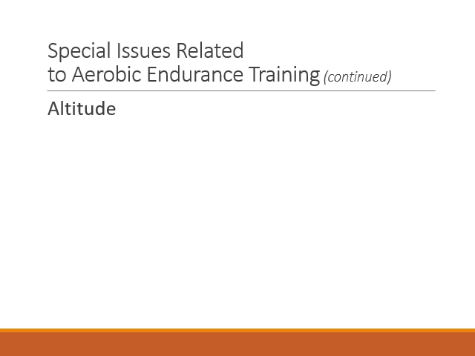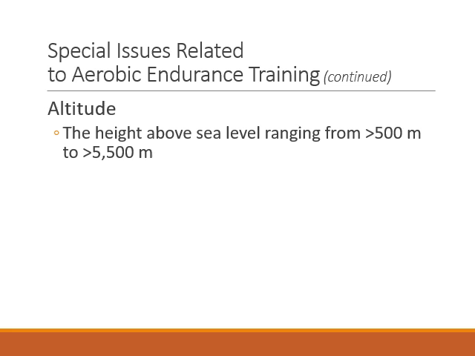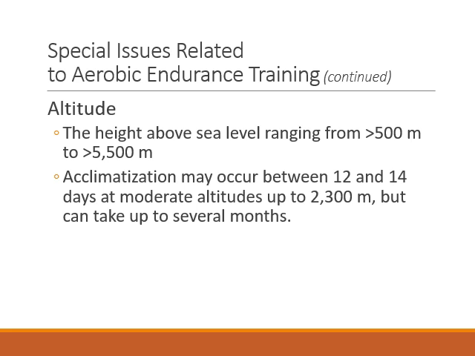Another important thing to note is altitude, and the reason why is that the barometric pressure and everything will change, and it will change the oxygen concentration. The height above sea level ranges from greater than 500 to greater than 5,500 meters, and what that's going to do is decrease the partial pressure of oxygen in the air. Now, for individuals who live at altitude, this isn't a problem. Their body already naturally adapts to it.